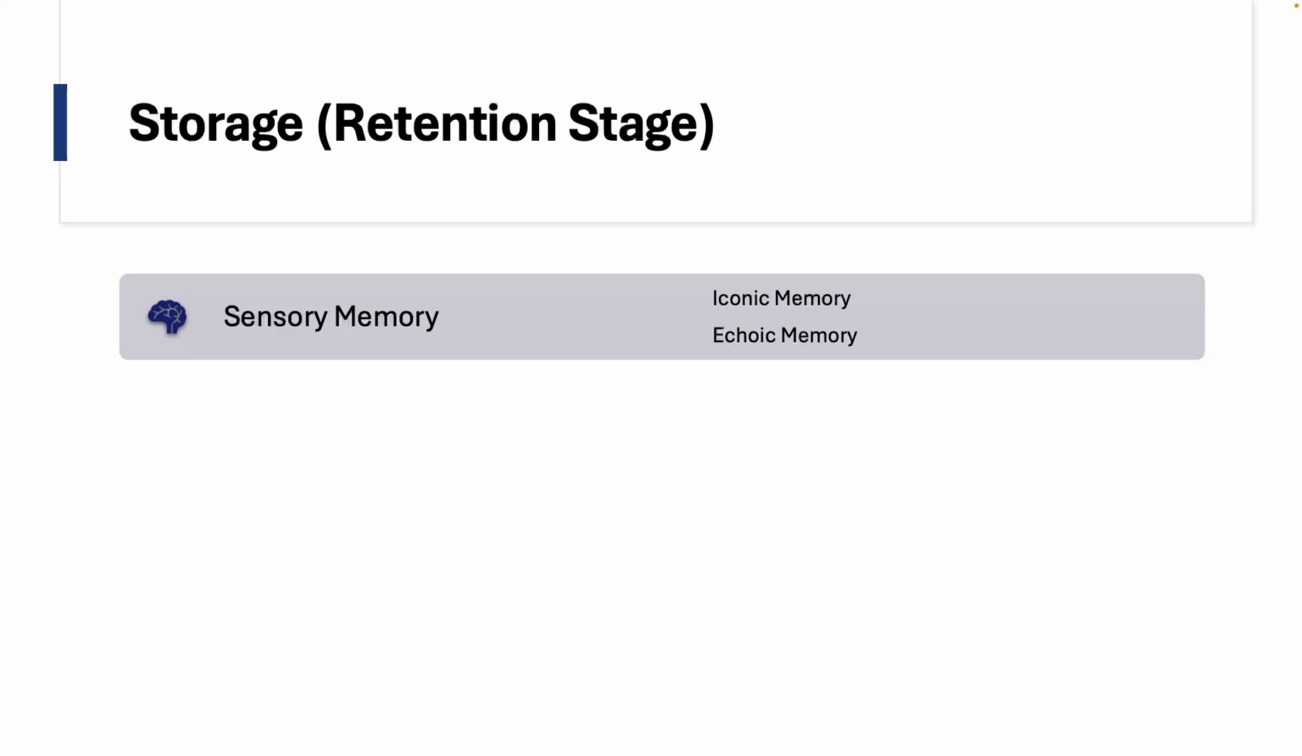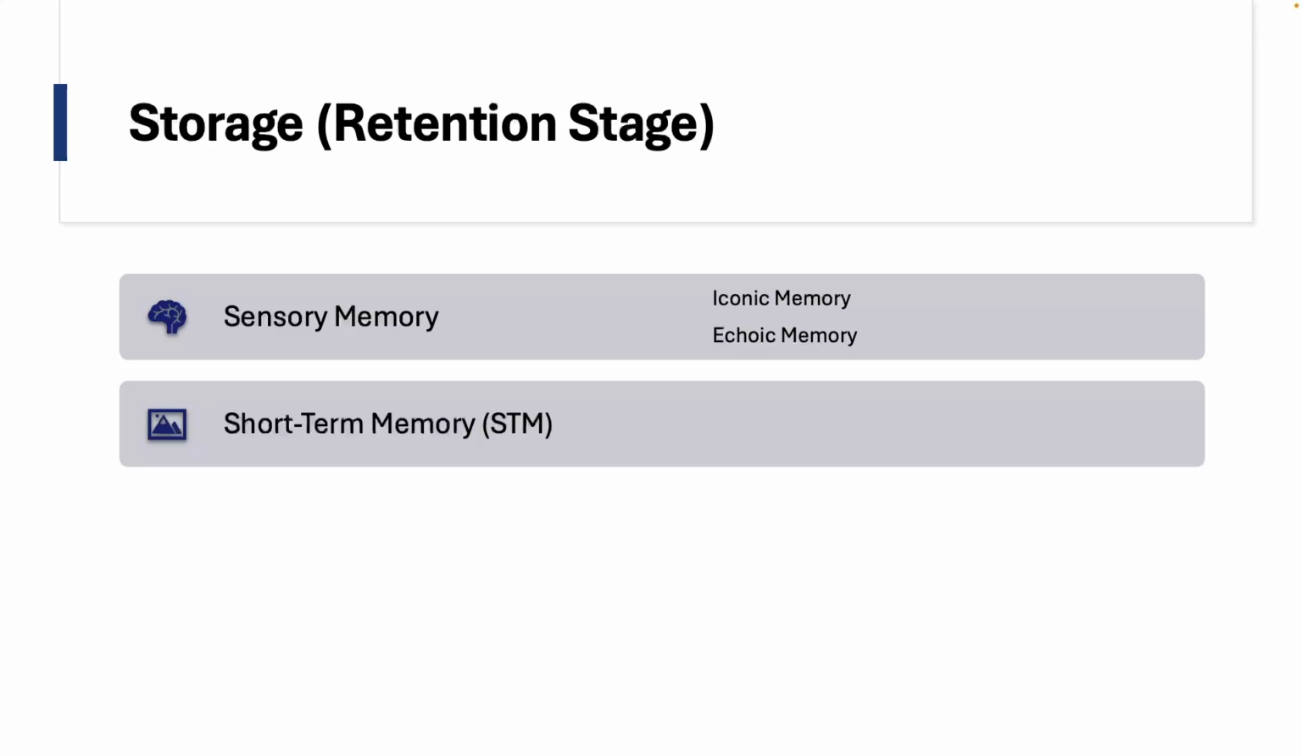We have iconic memory in this category, which is visual sensory memory, and you also have echoic memory, which is auditory sensory memory. You then have STM, short-term memory. This is sometimes known as working memory, and it holds information temporarily for up to 30 or so seconds. But it has a limited capacity, often 7 plus or minus 2 pieces of information, so between 5 and 9 pieces of information. This memory system is responsible for actively processing and manipulating information.